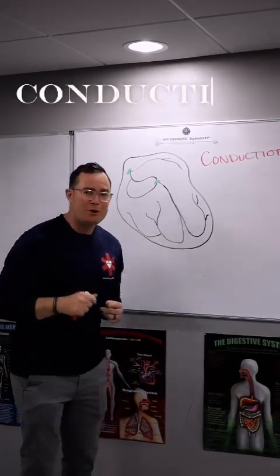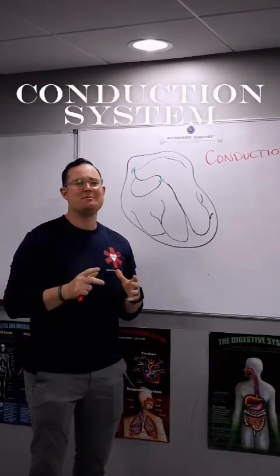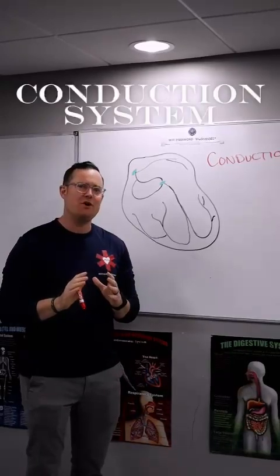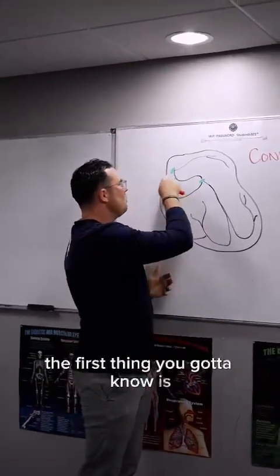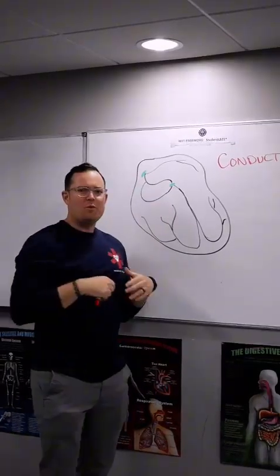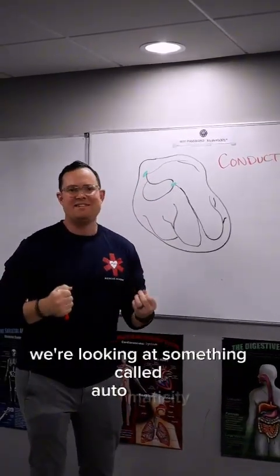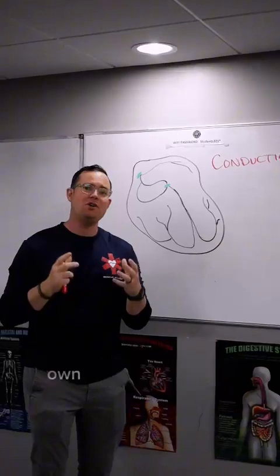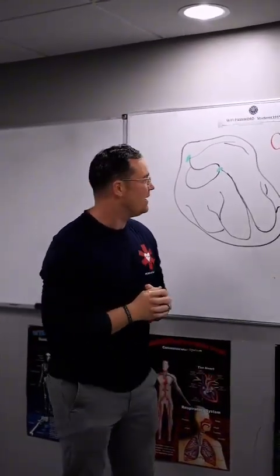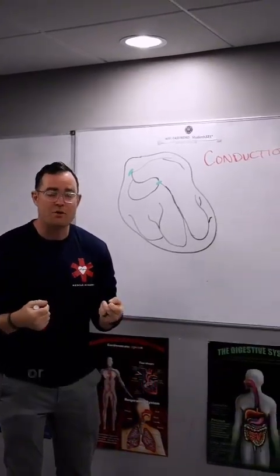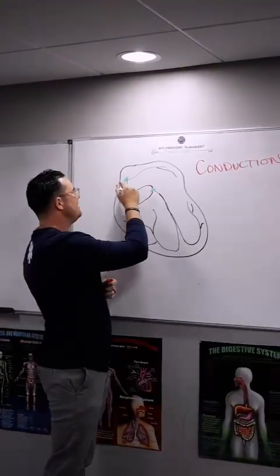Hey guys, today we're going to be talking about the conduction system and some concepts that you have to know if you're trying to learn about the heart. The first thing you got to know is, where does this all begin? We're looking at something called automaticity, where your heart actually creates its own electrical impulses. Now, where does that electrical impulse start? In what's known as the pacemaker, or the primary pacemaker of the heart, the SA node.